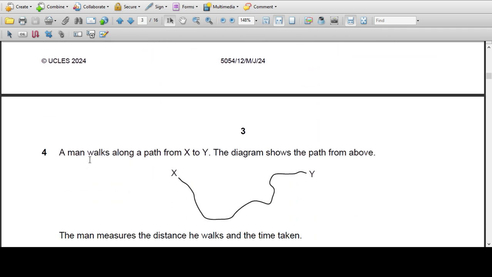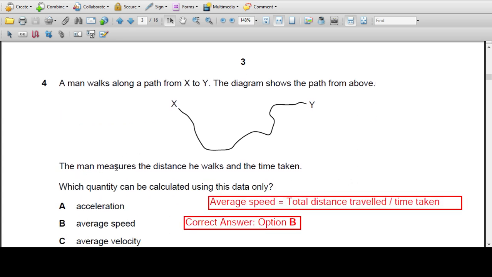A man walks along a path from point X to point Y. The diagram shows the path from above. The man measures the distance he walks and the time taken to travel from X to Y.